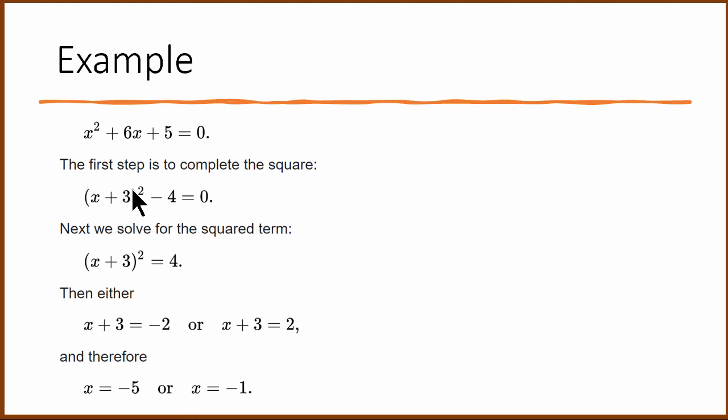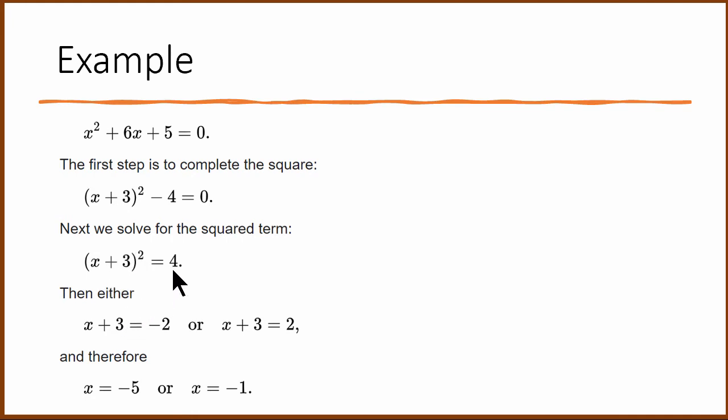And then you'll get (x plus 3) whole square. Now why? Because 3 squared is 9. 9 minus 4 is 5. And if you take this and expand, you get 6x. Okay. Then we solve the term. How? By moving the minus 4 to the other side. So I have (x plus 3) squared equals 4.